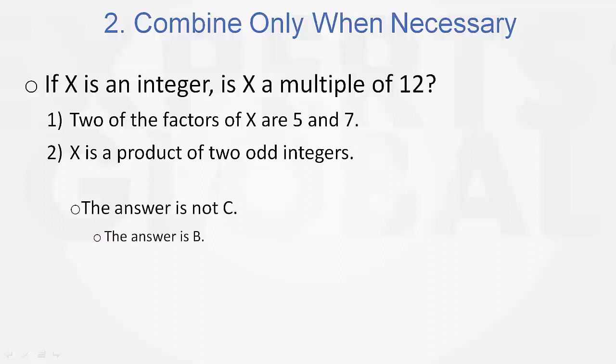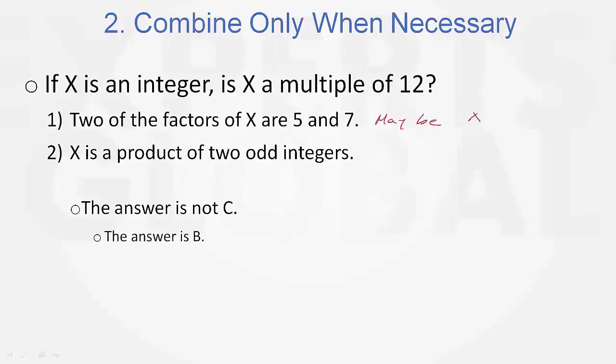The question is asking whether x is a multiple of 12. Now, statement 1 says that two of the factors of x are 5 and 7. There may be other factors also. 12 may also be a factor. So statement 1 is leading to a maybe scenario, and therefore statement 1 is not sufficient.